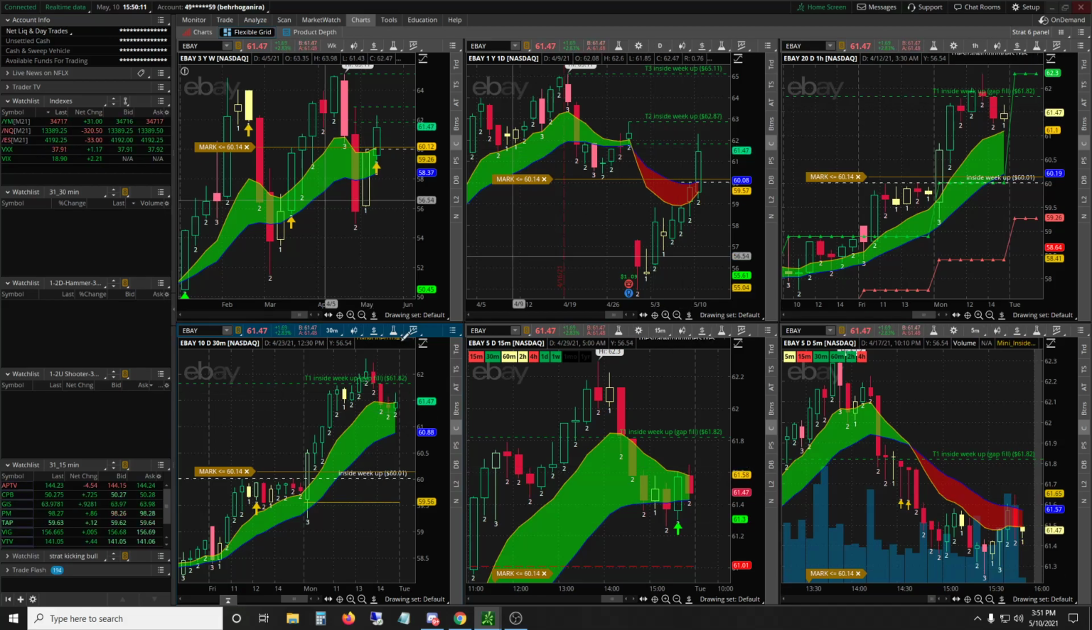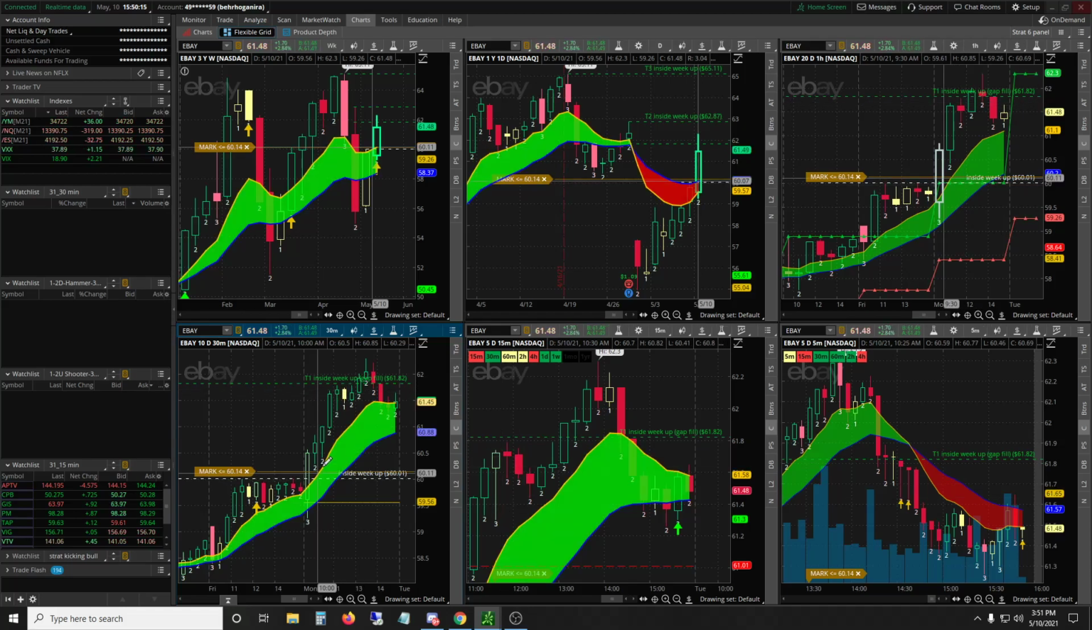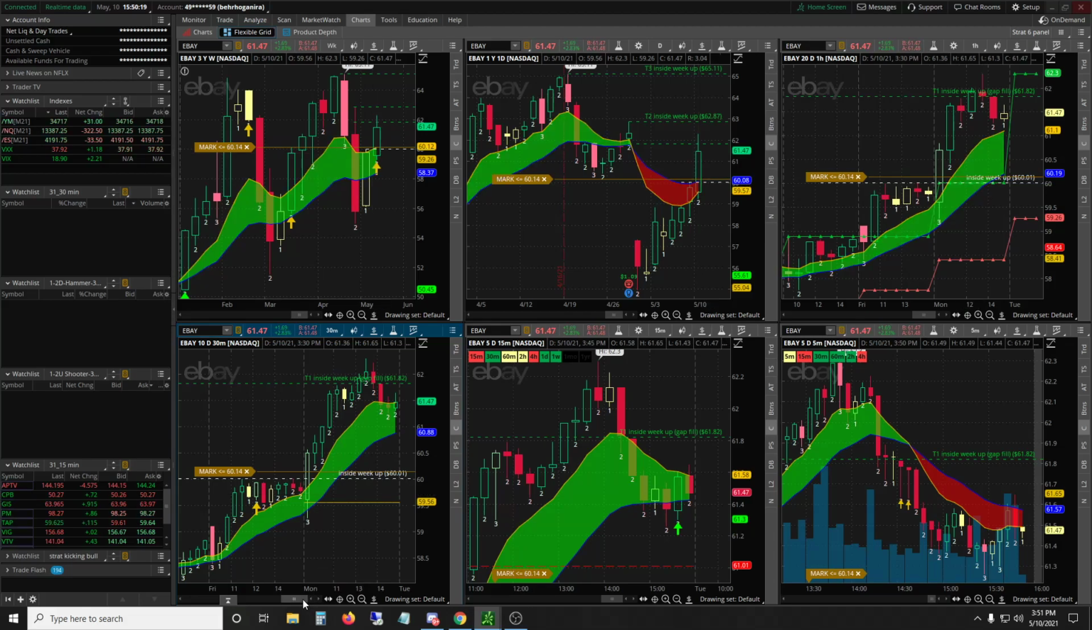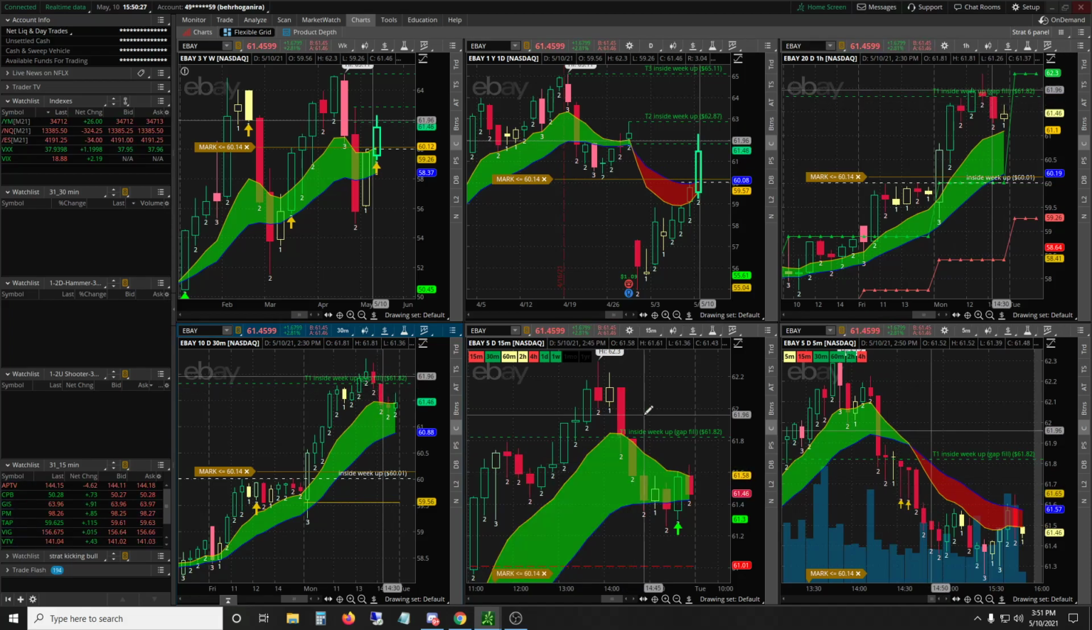However, it came up and it started to fade a little bit here. I moved my stops up as we went along, and I ended up getting stopped out. I don't remember which candle I stopped out on. Let me pull it up here on my phone and see. I'll tell you exactly what time I got in, what time I got out.